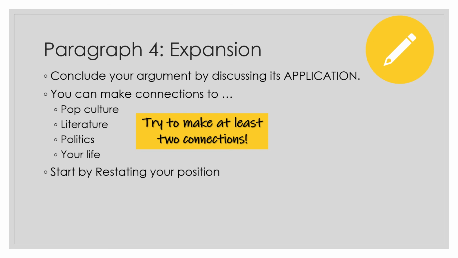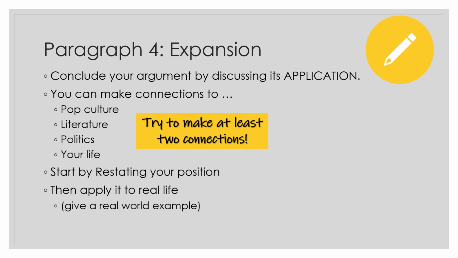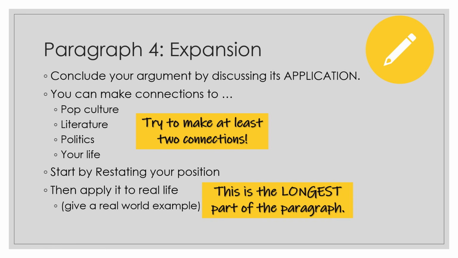This paragraph should be structured with a restating of your position first, which should only be 1 sentence. Then moving on and making those real-world connections. So those are your pop culture, literature, politics, your life connections. That part should be the longest part of the paragraph. Finally, you're considering the future and asking your audience to look ahead. How can they take what they have learned in your essay and move forward and apply it to something that they believe?